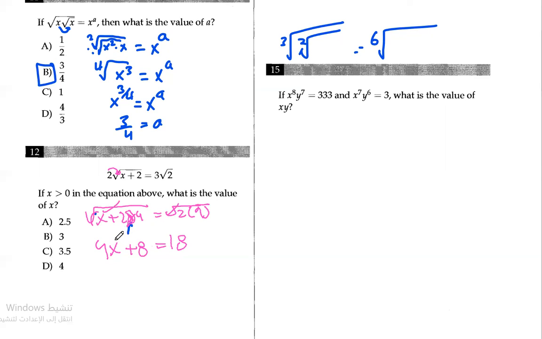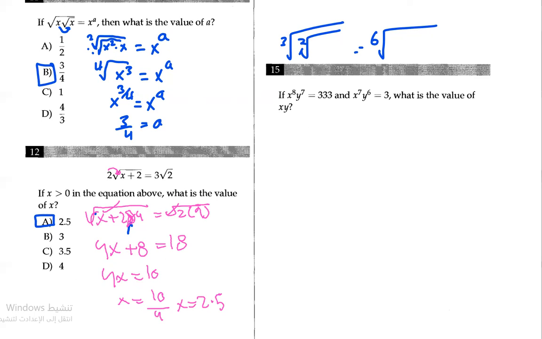Okay, so 4x equals 18 minus 8, which is 10. x equals 10 divided by 4. x equals 2.5. 2.5, right. The answer is A, correct. Good job, Zainab.